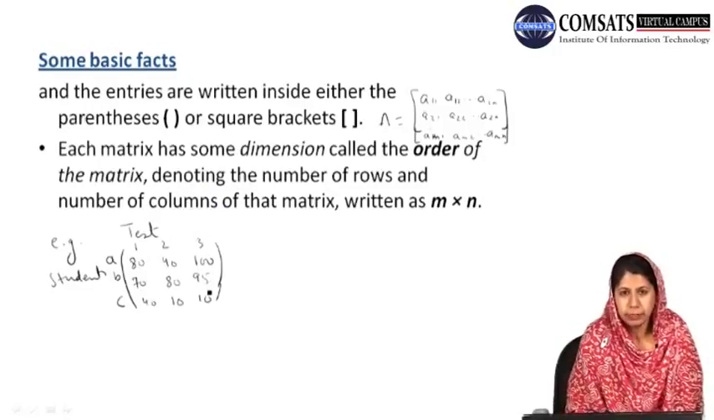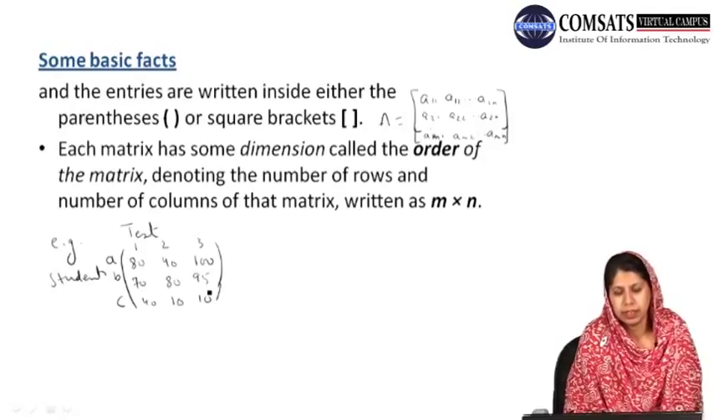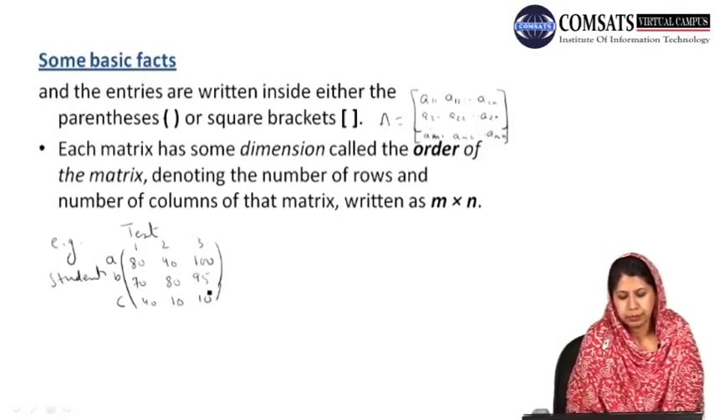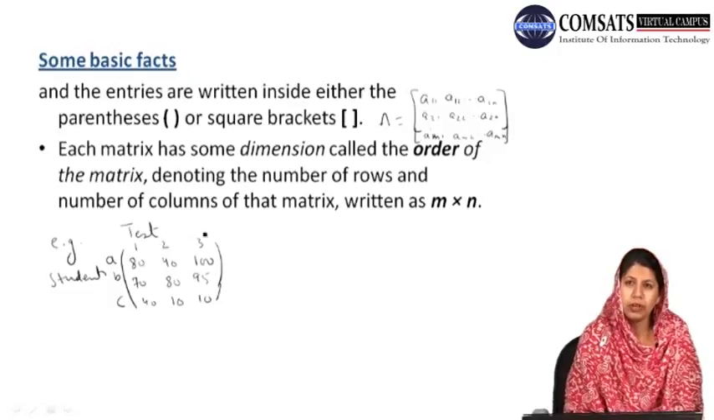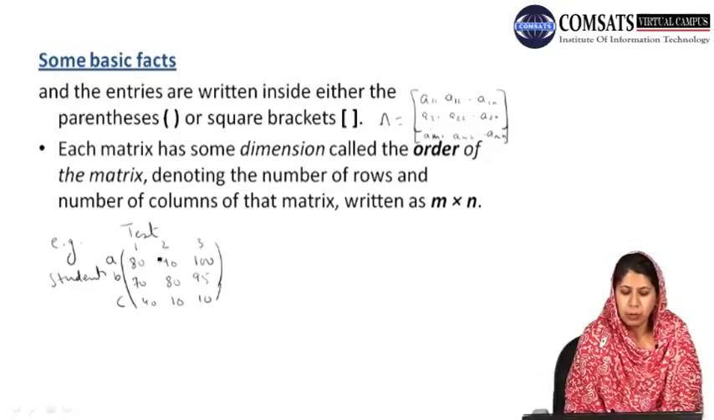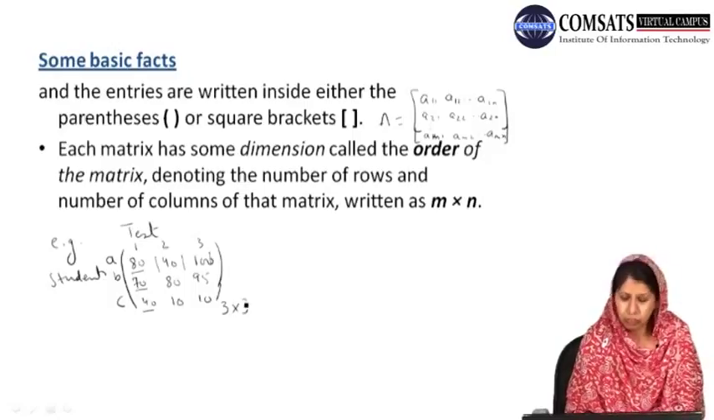Okay, let us consider our student test example again. Then this matrix, with parentheses, the round one or the square one. What will be the order of this matrix? This matrix has how many rows? 1, 2, 3, 3 rows. Okay. And how many columns? 1, 2, 3, 3 columns. So the order of the matrix is 3 by 3.